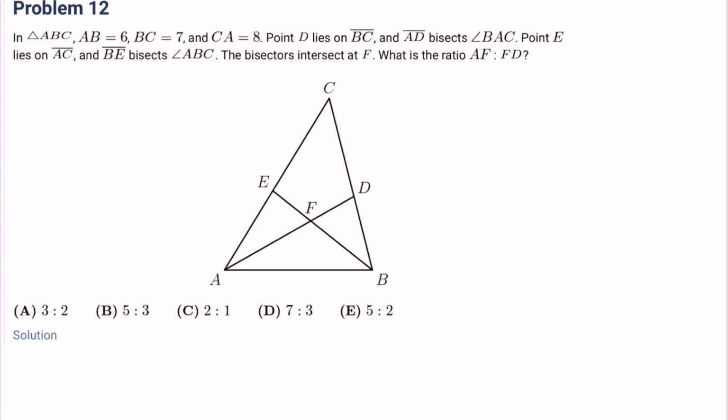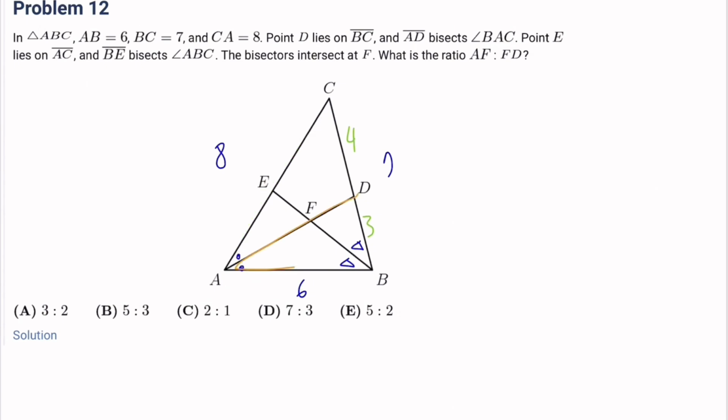What's the ratio AF to FD? Okay, so first thing, AB is 6, and then BC is 7, and then CA is 8, and then D lies on BC, and then AD bisects BAC, like that, and BE bisects ABC, right? So like that. So first thing that we can see, that bisected, so that means CD to DB is just 8 to 6. So this is 8 to 6, which is just basically 4 to 3. They add up to 7, that means their lengths actually are 4 and 3. So like that, that's going to give us 4 to 3.